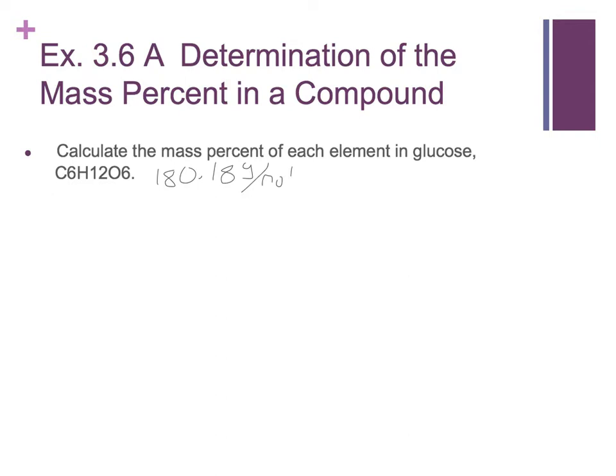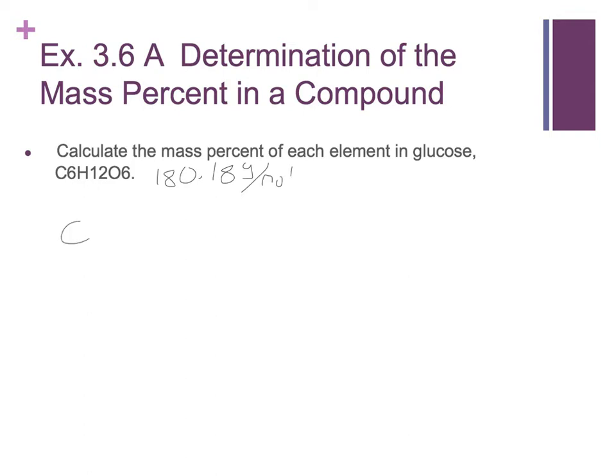There is a fancy formula for this in the book. Do not look it up. This is just your thinking skills. How do you get a percent? Well, there's a part and there's a total. If we want a mass percent, we want the part of the mass and the total mass.